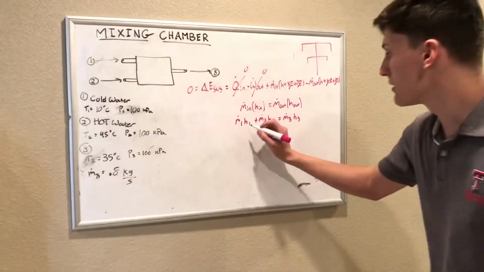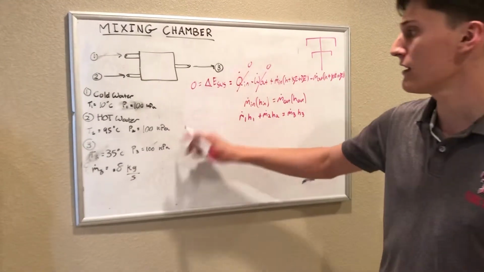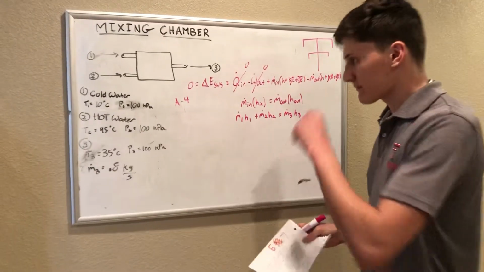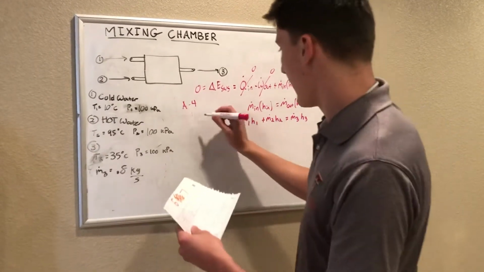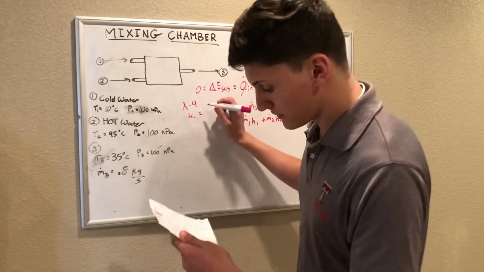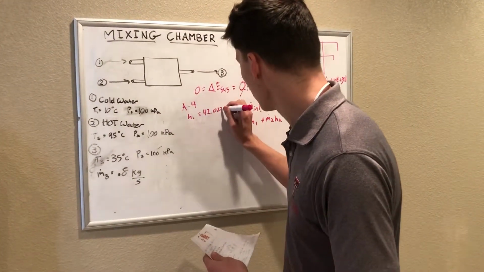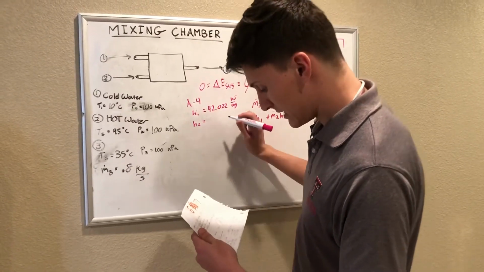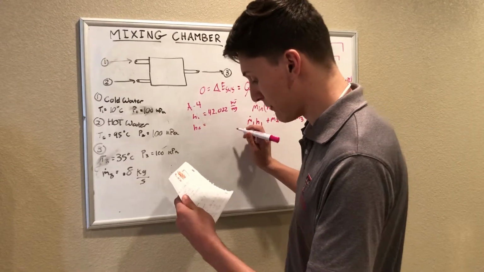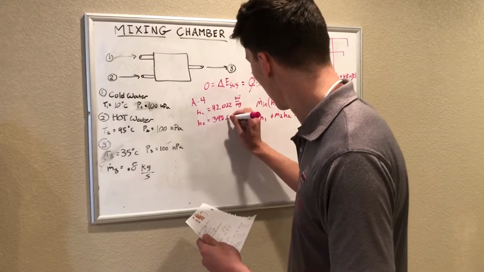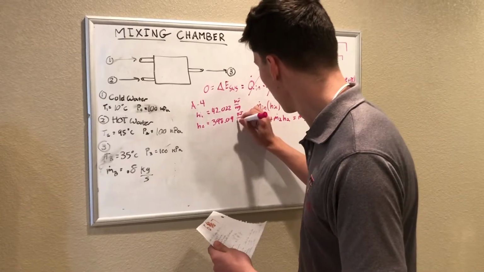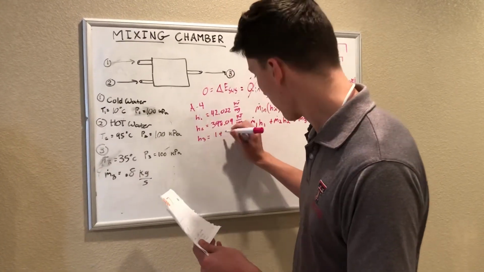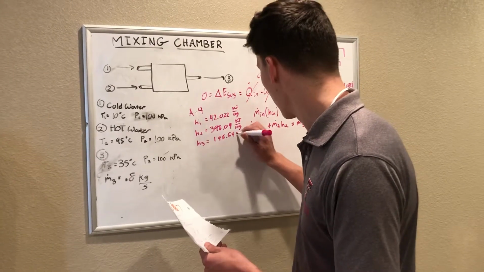Okay, so now we can get all of our enthalpy values from this data using table A4 in the textbook. So from there, we're going to get that H1 is equal to 42.022 kilojoules per kilogram. H2 is equal to 398.09 kilojoules per kilogram. And then we have H3 finally at 146.64 kilojoules per kilogram.